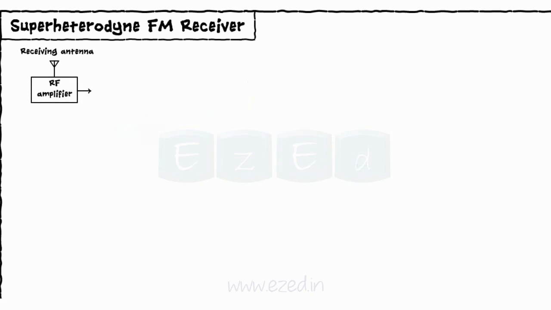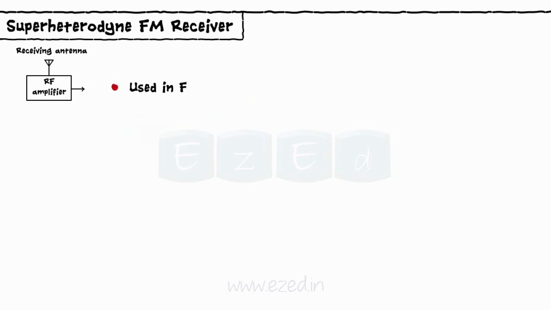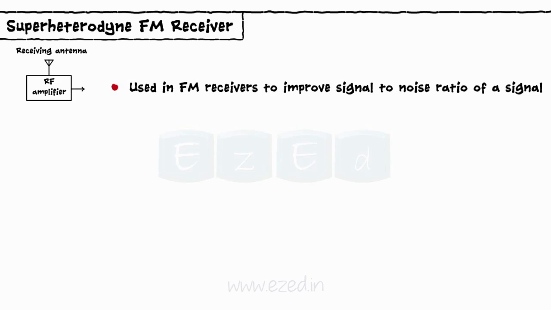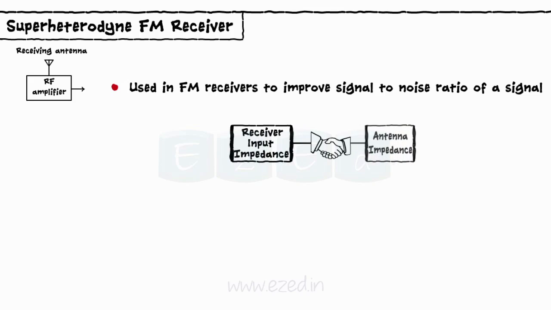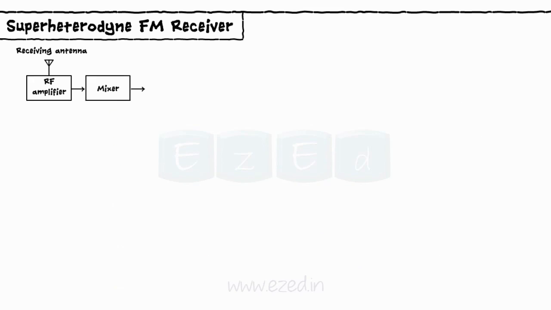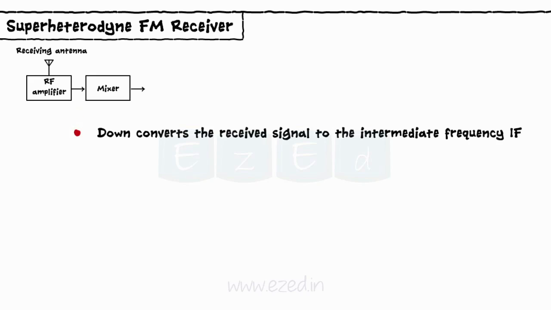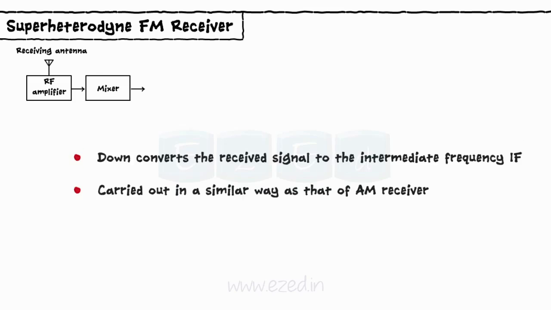RF amplifier. The RF amplifier is used in FM receivers to improve the signal to noise ratio of a signal. Also, it matches the receiver input impedance with the antenna impedance, which is required for good reception of a signal. Mixer. Similar to AM receivers, the mixer stage in the FM receiver down converts the received signal to the intermediate frequency, IF. It is carried out in a similar way as that of the AM receiver.